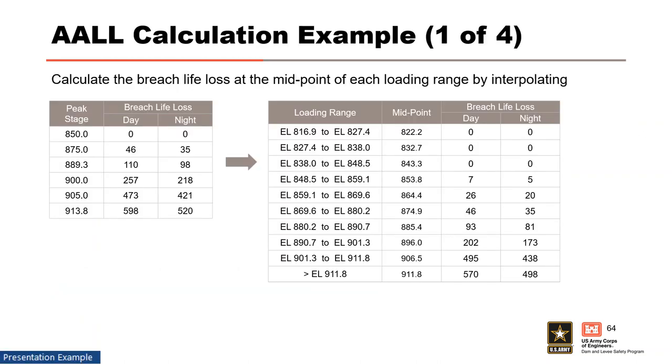Continuing with the example that we've been working through, we will start with the breach life loss table shown on the left. Like we did for the system response, we are going to interpolate to find the breach life loss for the midpoint stage of each loading range. We will do this for both the day and night exposure scenarios, and we will use linear interpolation. For the last interval, where we are considering exceedance, these are stages greater than elevation 911.8, it's really not the midpoint, but we will interpolate and use the breach life loss for elevation 911.8.